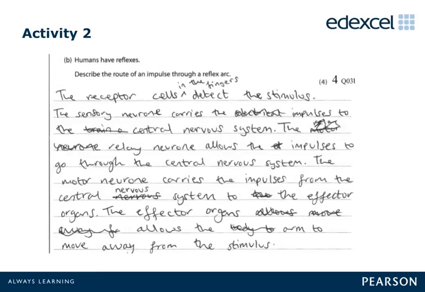The next 2 slides are about question 3b, which is a 4-mark question on the higher tier paper. You may want to pause and look at the question and the associated mark scheme before embarking on this activity.